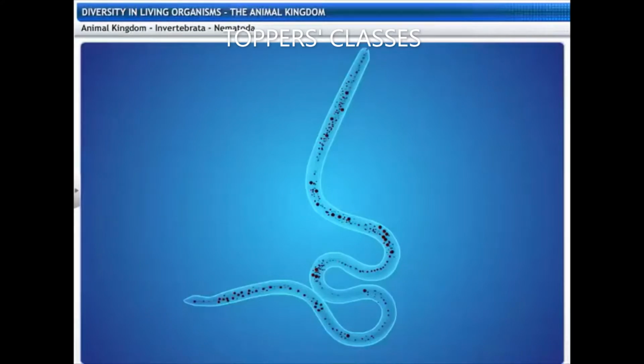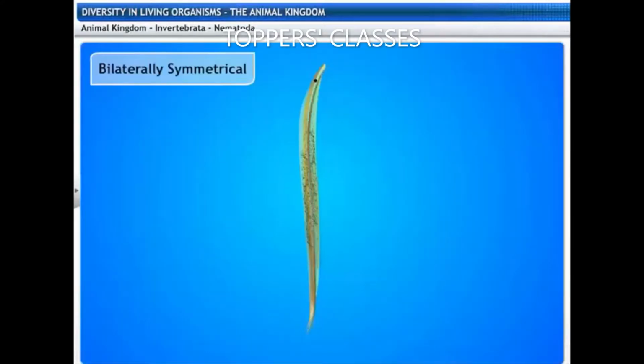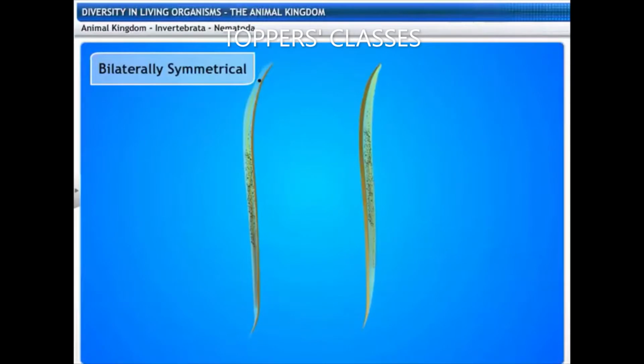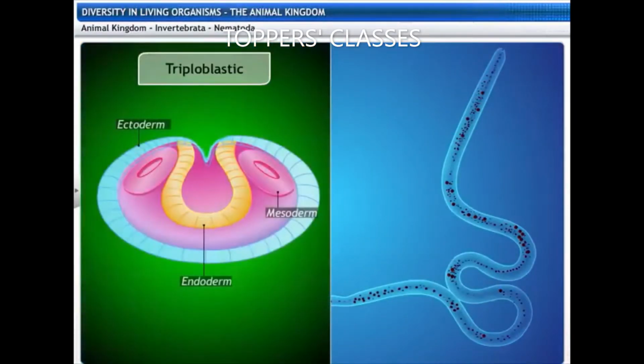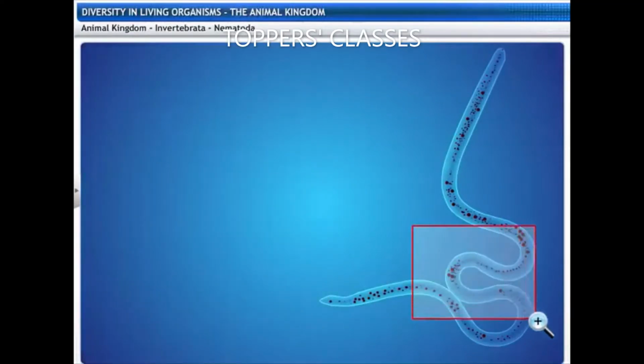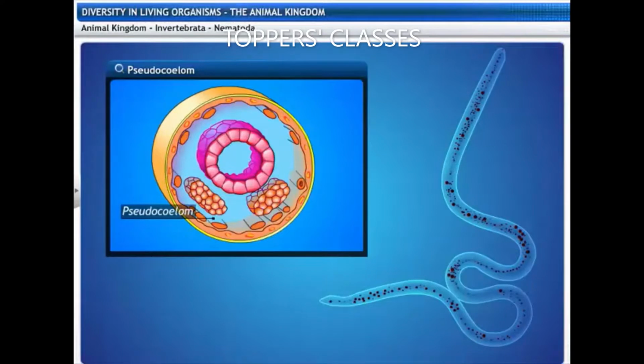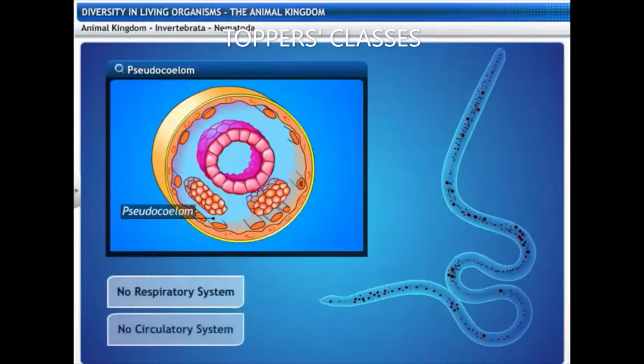Their bodies are long and cylindrical, showing bilateral symmetry. Nematodes are triploblastic. Their body cavity is pseudocoelom. They also lack respiratory and circulatory systems.